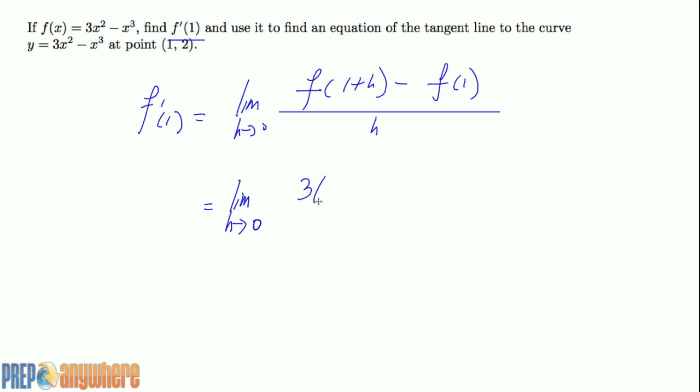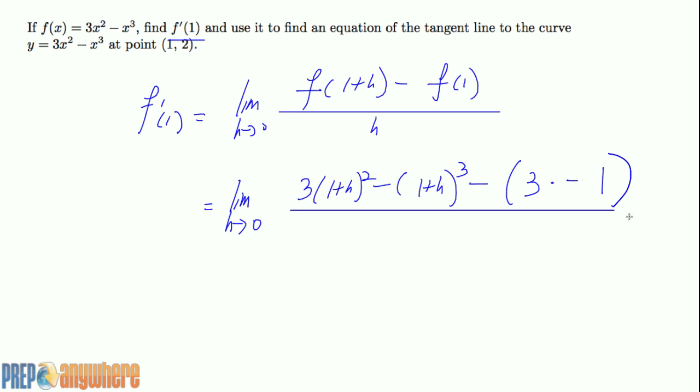So 3 times 1 plus h squared minus 1 plus h cubed, minus, let me plug in 1 in there, and you get 3 minus 1. Okay, so that's what you get if you replace x with 1. So it's all over h. The pattern is always the same.